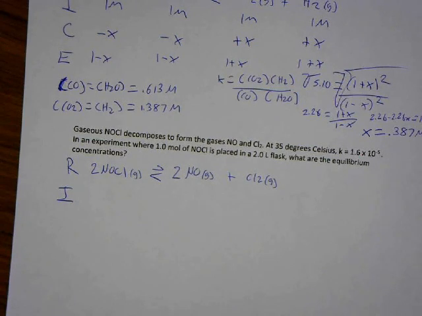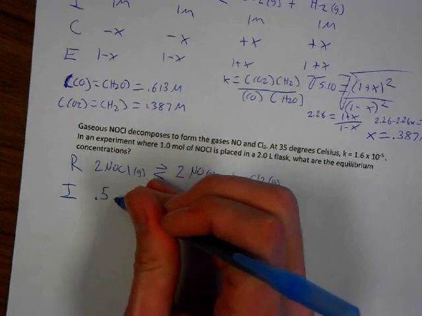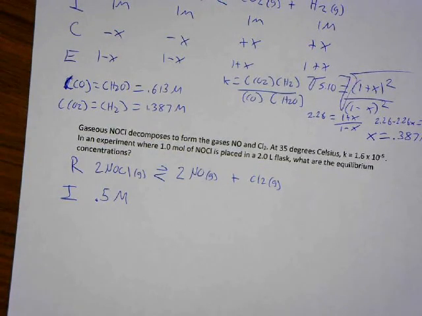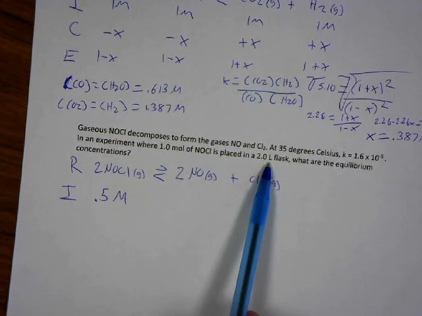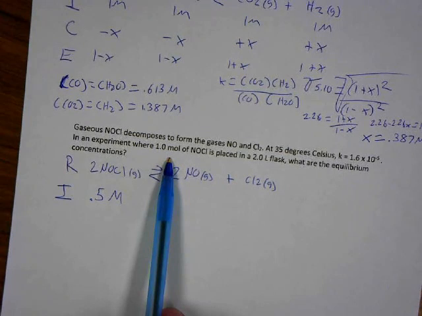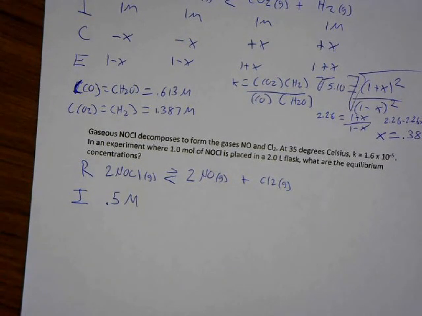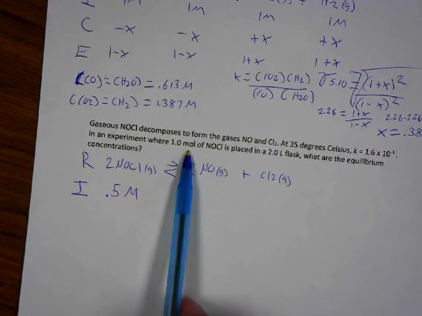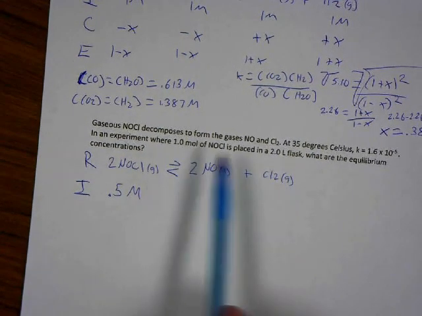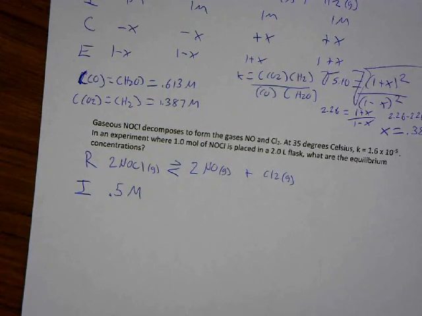Initial concentration. What is my initial concentration of NaCl? Are you guys okay with why that's 0.5 molar? How many liters? 2. How many moles? Moles per liter. 1 divided by 2 is 0.5. So my initial concentration is 0.5 because 1 mole for 2 liters, moles per liter is molar, 0.5 molar. What's my initial concentration of my products?